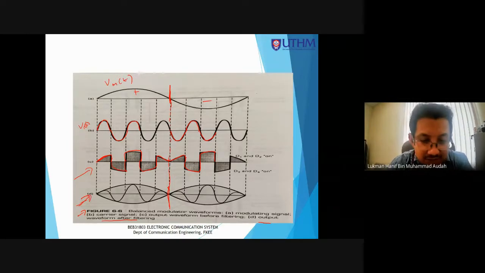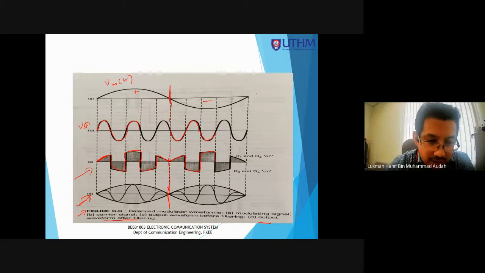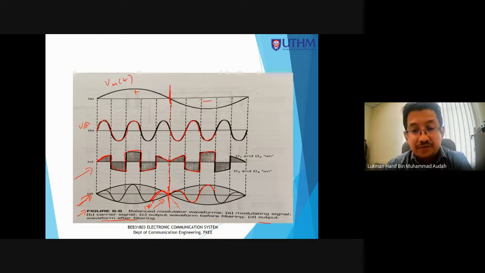Dan ini macam yang saya lukis sebelum ini dalam slide sebelumnya. Kalau you lihat, ini berlakunya perubahan fasa di sini. Instead of going down, dia inverse 180 degree and then continue. Okay, so ini berlakunya perubahan fasa sebanyak 180 darjah. Ini cara dia berfungsi.